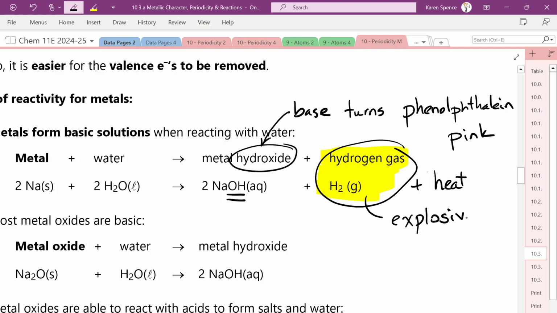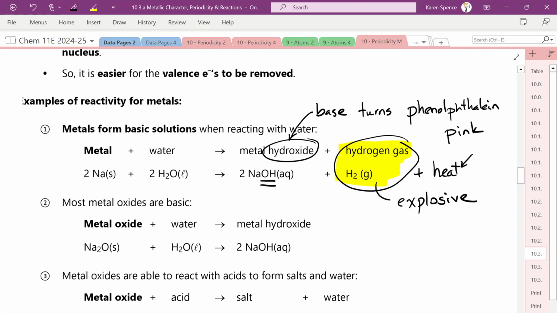So what's going to happen if you combine heat coming out with an explosion, with an explosive gas? Boom. Bang.